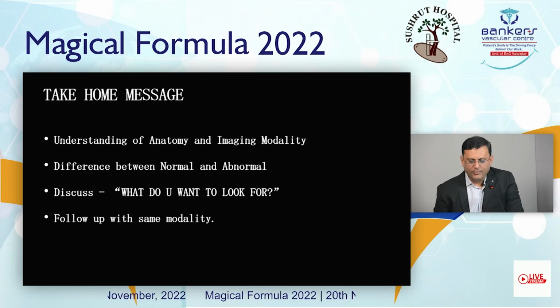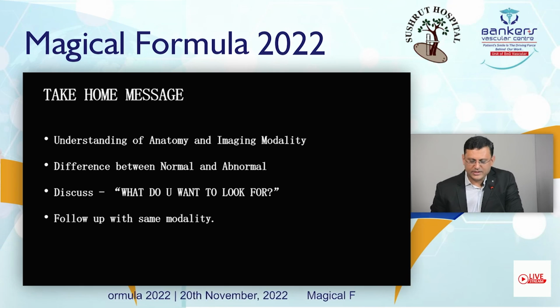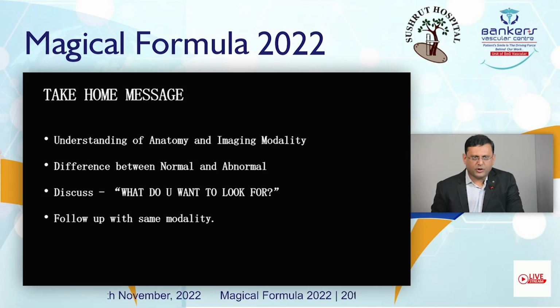So to take home, understanding of anatomy and imaging modality is extremely important for the Achilles tendon. We need to identify the difference between the normal tendon and the abnormal tendon. Always discuss what you want to look for to decide the proper imaging modality, and as far as possible try to follow up the patient with the same imaging modality so that we can give comparative results.